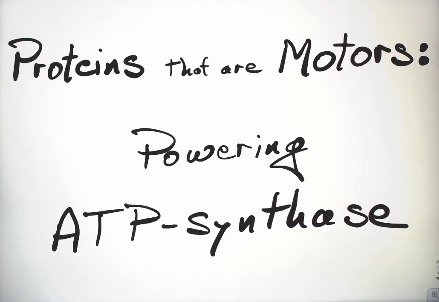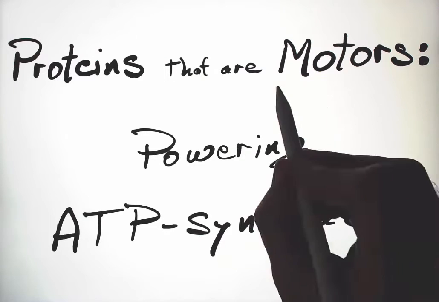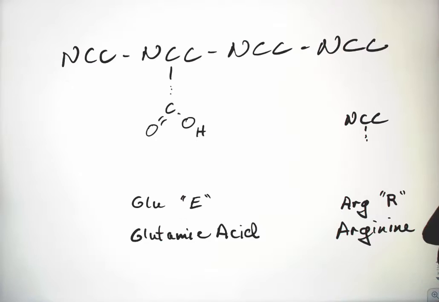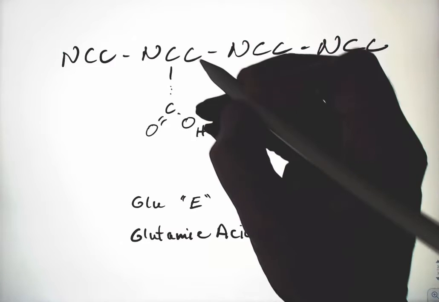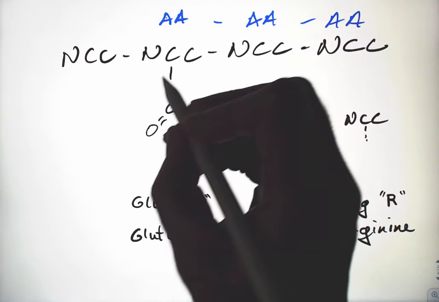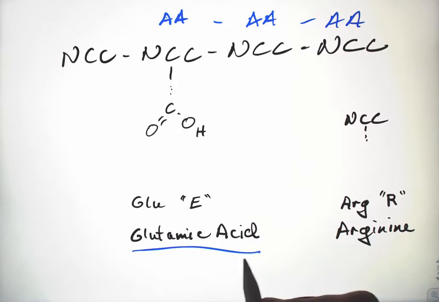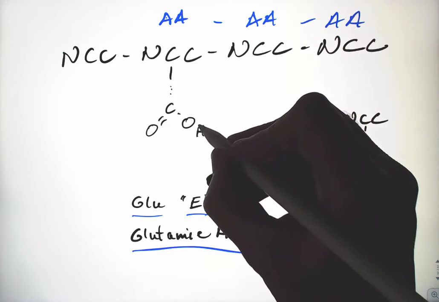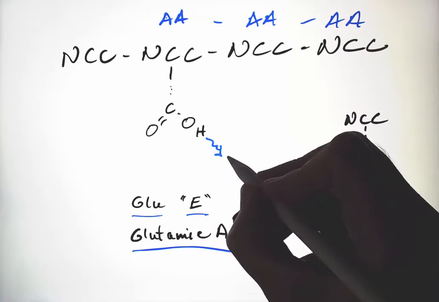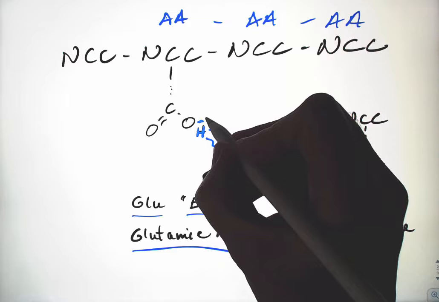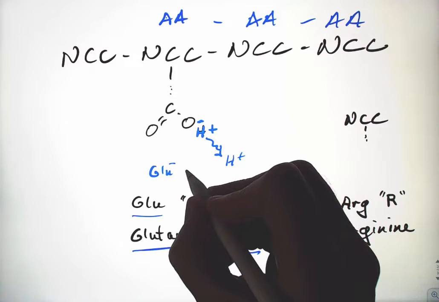Proteins can serve as molecular motors, and one of the best examples are the motors that power ATP synthase. Remind you here of the structure of amino acids, NCC, NCC, NCC, with the R group coming off the middle carbon. In the case of glutamic acid, GLU, or E is its single letter abbreviation, it's an acid, a hydrogen H+ tends to leave under physiological conditions, and that leaves behind an oxygen that is negatively charged. We can refer to it as GLU-.